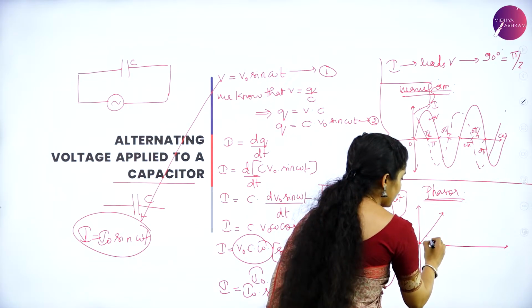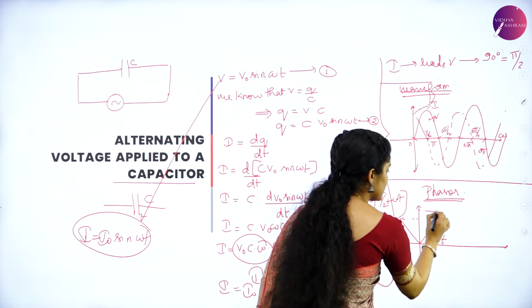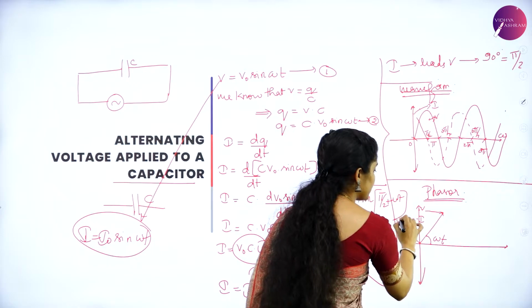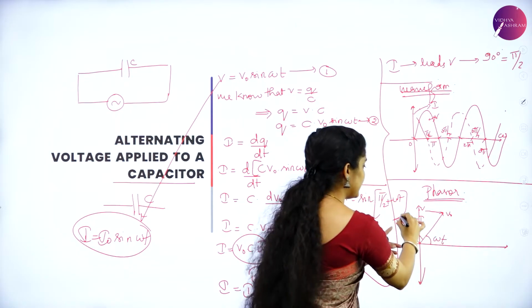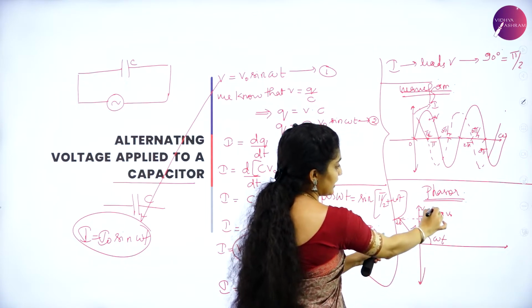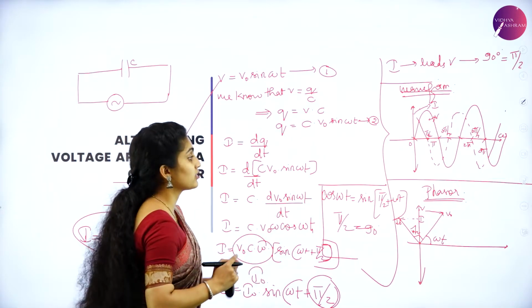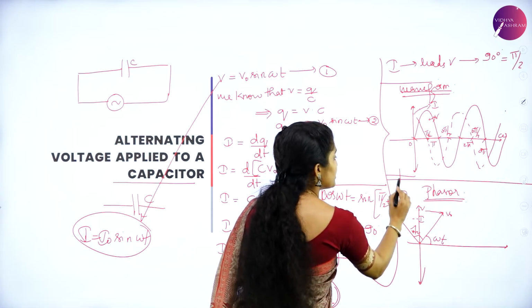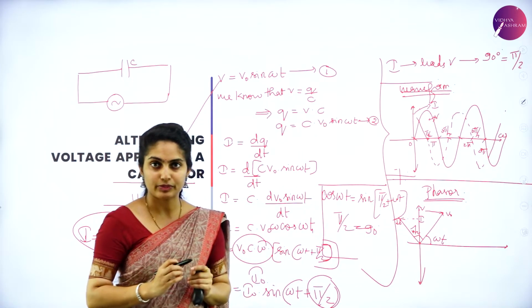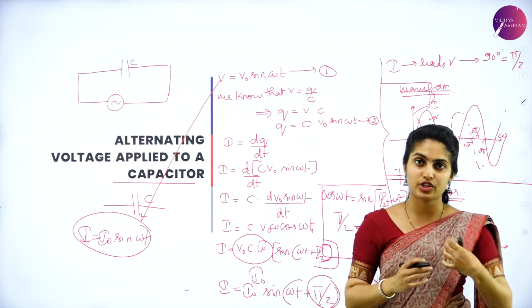So now you have this phasor diagram with omega t. Here you have I naught, this is V naught, and here you have pi by 2, 90 degrees. It makes 90 degrees. It is leading. For the inductor it was lagging, for this it is leading. So this is the phasor diagram for the alternating voltage applied to a capacitor, which is an important concept. So these are the concepts of the applied voltage by which we are checking the current.